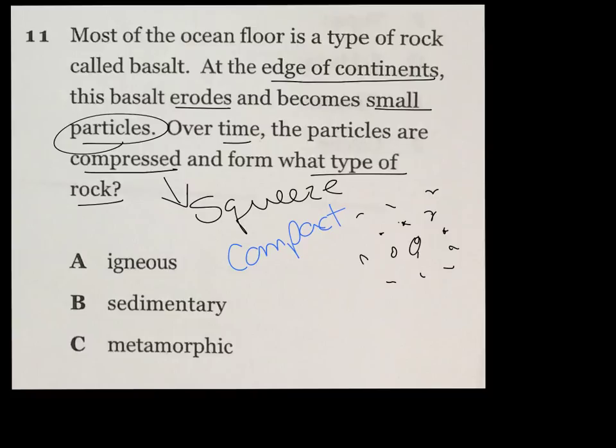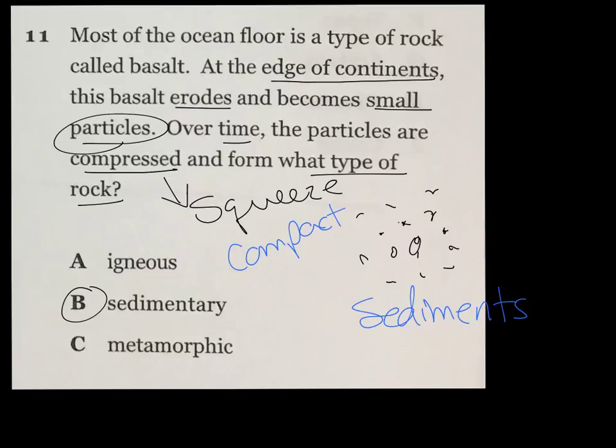So in this case, which type of rock is formed when you have all these different particles, which are sometimes known as sediments, and they compact? There's only one. Great job. The answer would be sedimentary.